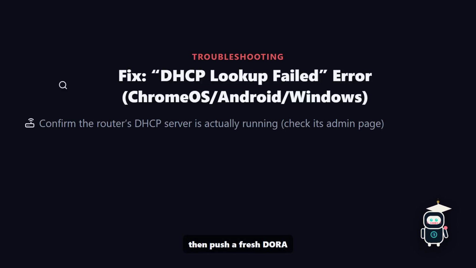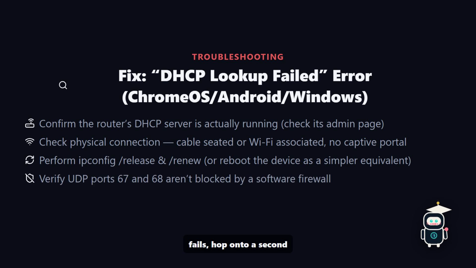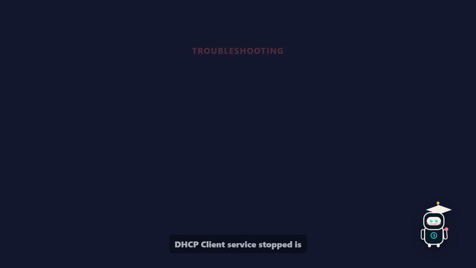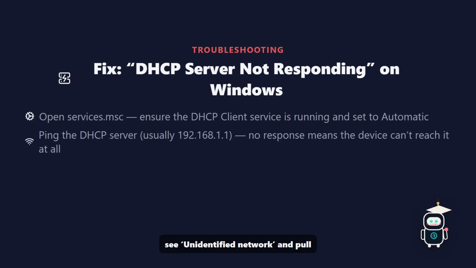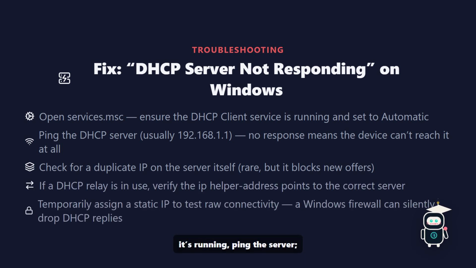Start with the router lights. Then push a fresh DORA with release, renew. If that still fails, hop onto a second device. If it gets an IP but the first doesn't, you know the problem is local to the device, not the server or scope. DHCP client service stopped is a silent killer. You'll see unidentified network and pull your hair out. After verifying it's running, ping the server. If that works but DHCP still fails, suspect a firewall or a full scope.